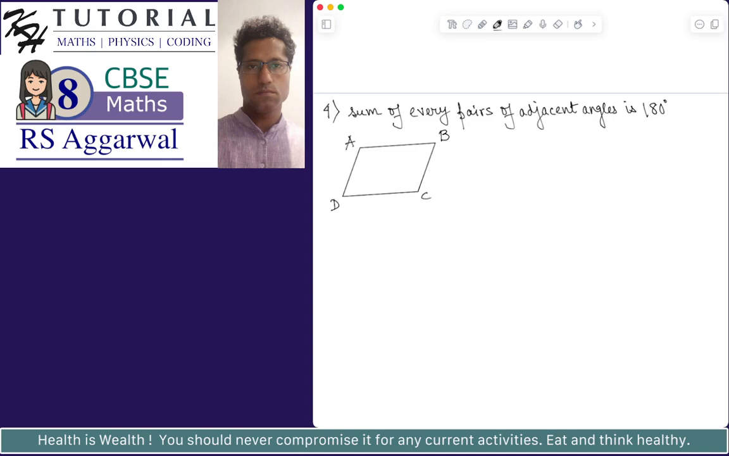That is, the sum of every pair of adjacent angles is 180 degrees. So we need to prove that A and B are a pair of adjacent angles whose sum is equal to 180 degrees. Also we have to prove that angle B and angle C is equal to 180 degrees, angle C and angle D is equal to 180 degrees, and also angle D and angle A is equal to 180 degrees. This will be purely based on parallel lines and transversals. Okay, so let's see.